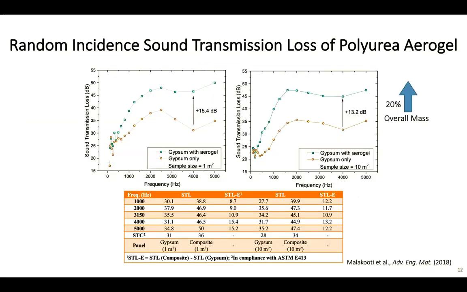For random sound transmission loss, you can also see that the aerogels are light materials. Having aerogels in between only adds about 20% to the mass per unit area of the sample. But compared with the reference sample, which is gypsum only, you have a dramatic improvement, especially at some frequencies, about 4 kilohertz. You can see 13 dB in the case of a big sample, and even 15 dB in the case of the 1 square meter. So these promising results need to be modeled.